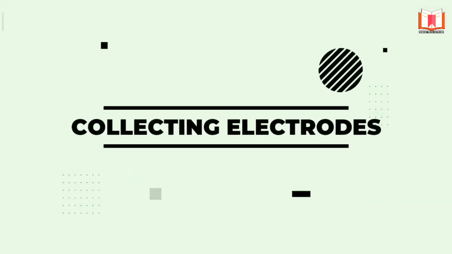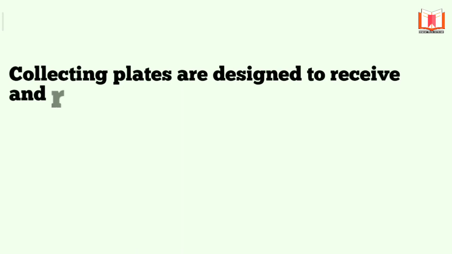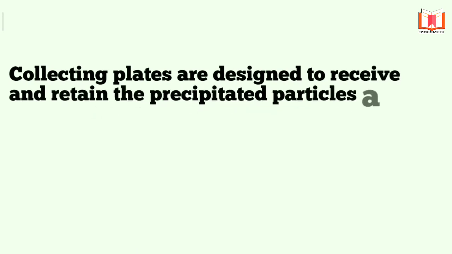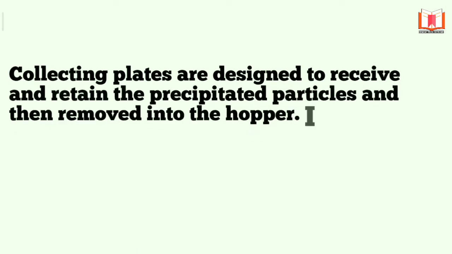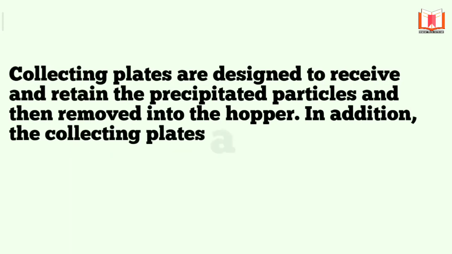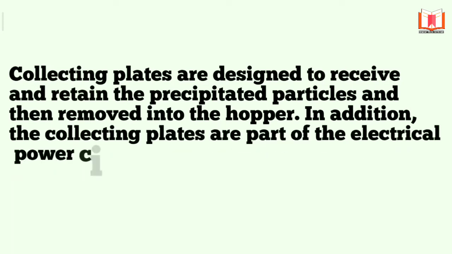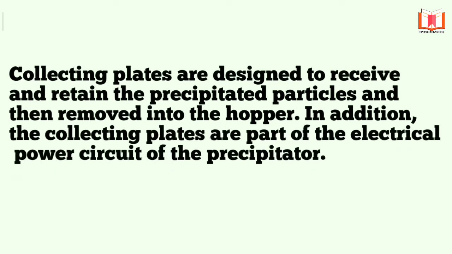Collecting electrodes. Collecting plates are designed to receive and retain the precipitated particles and then remove them into the hopper. In addition, the collecting plates are part of the electrical power circuit of the precipitator.